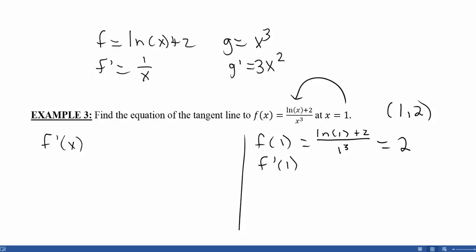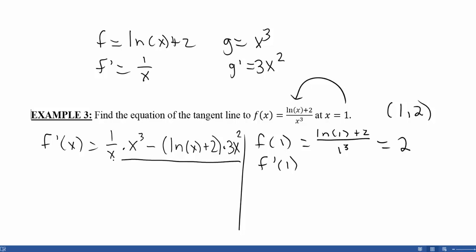So now again, I need to plug this into my quotient rule formula. So I'm going to do f prime times g, so 1 over x times x cubed, minus f times g prime, so the natural log of x plus 2 times 3x squared, all divided by g squared. So now I need to plug in a 1 everywhere. I'm going to do this really carefully, but I'm going to crunch some numbers as I go.